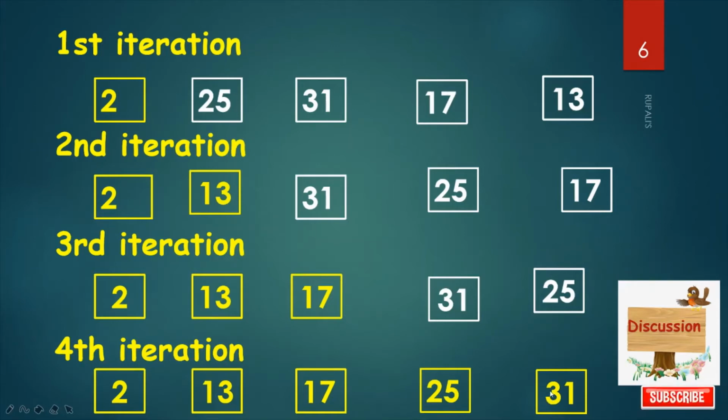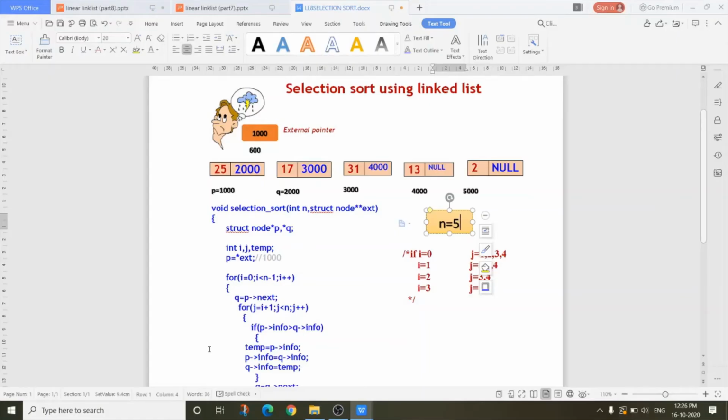Now, what should be the coding? See the discussion: selection sort using linked list. There are 5 nodes in our linked list, but they are not sorted. I have to sort it using selection sort. So what should be the coding? The function name is selection sort.